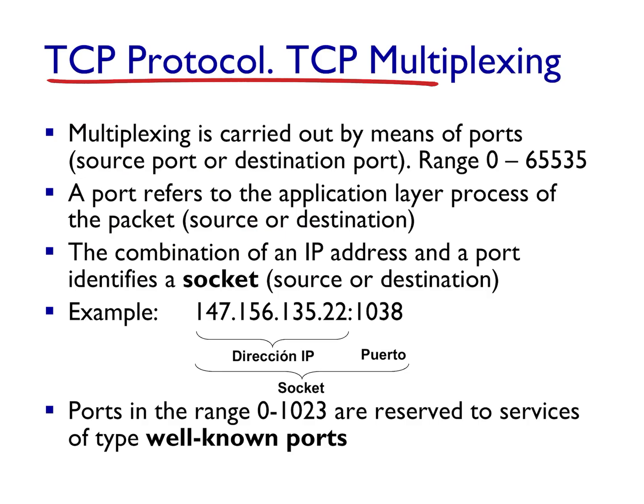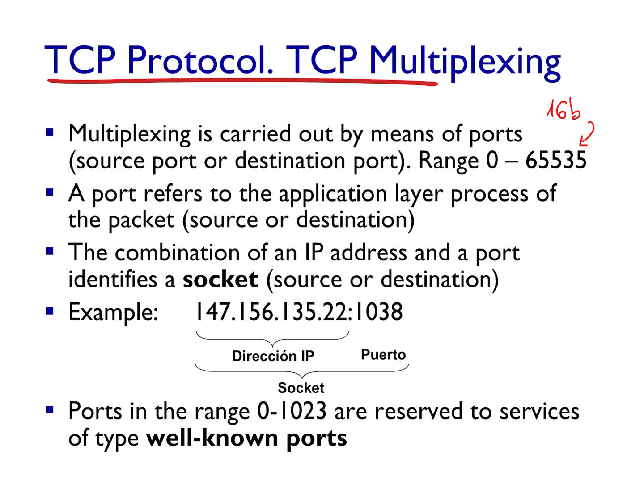So the concept of multiplexing is used to connect the transport layer with the application layer, to know which application protocol is related to a specific transport protocol. Multiplexing is carried out by means of ports. If you remember, the length of a port is 16 bits, so we have a range from 0 to 65,535. This is the maximum number of a port, for source port or destination port.